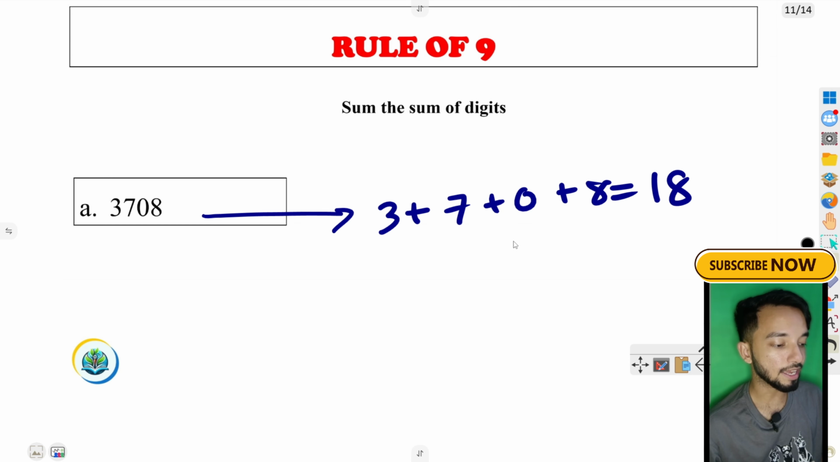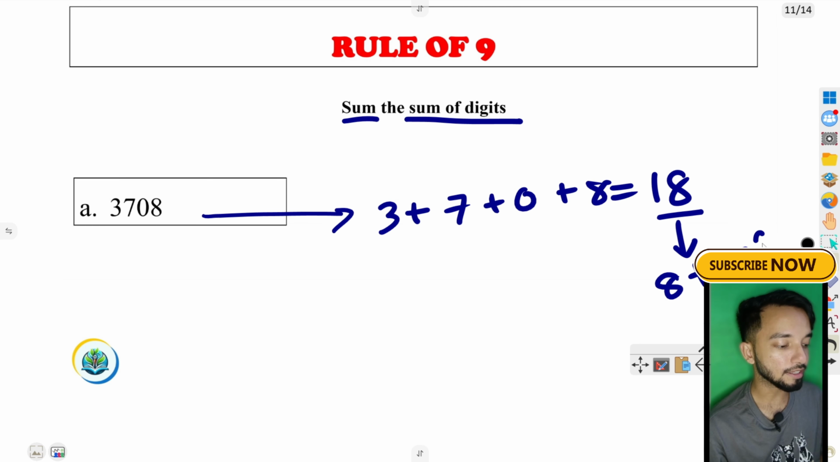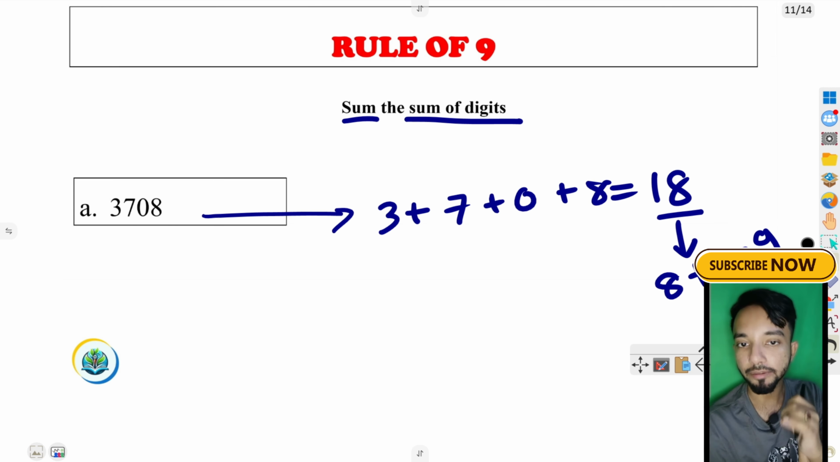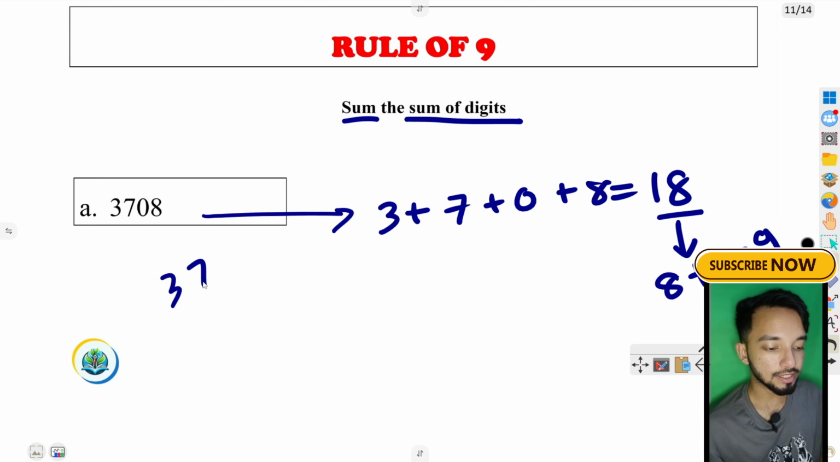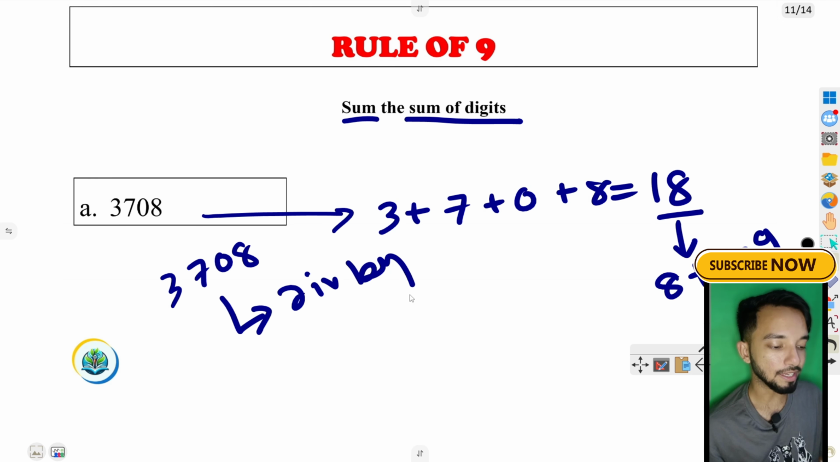We are getting 18. Now for this 18, we need to sum the digits again. That is 8 plus 1, we will get 9. So 9 is divisible by 9. That means our number, 3708, is divisible by 9.